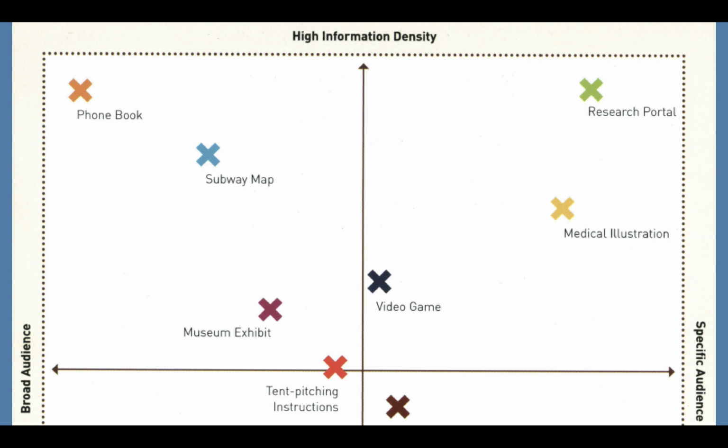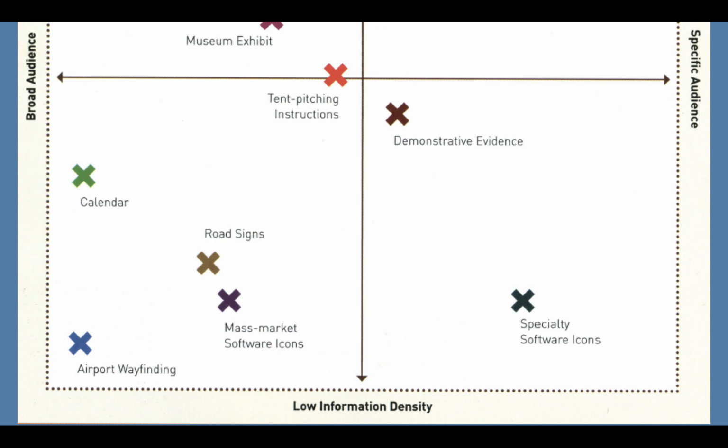In contrast, in the upper right is a research portal which has both high information density but a very specific audience. For example, if you're doing research in physics, or biology or economics or politics, it's a very, very specific audience. Although with their research portals, they deal with different types of researchers. And as you can see, there are some other examples like a subway map, biblical illustration, video game, museum exhibit, all at the top part.